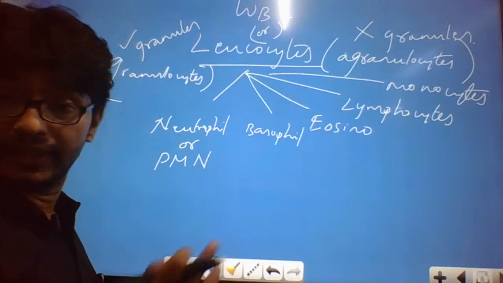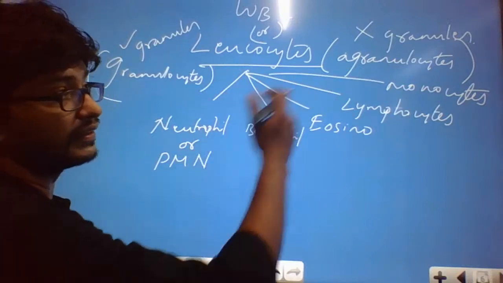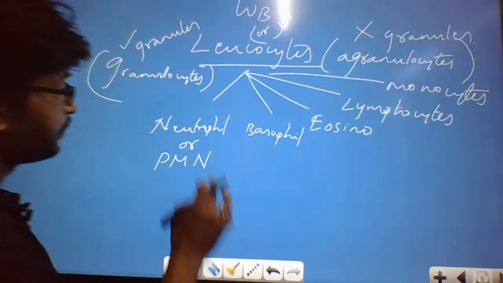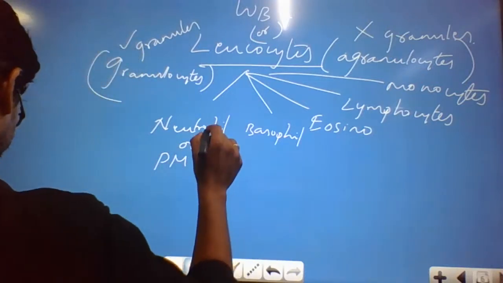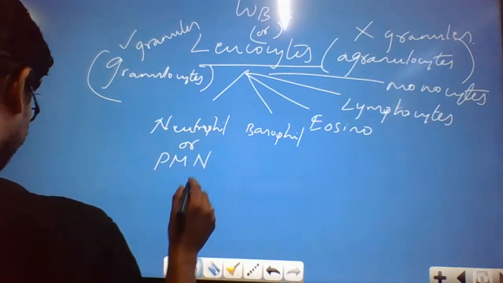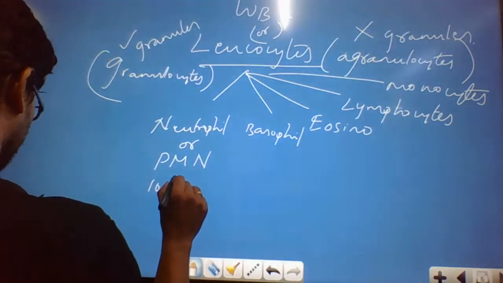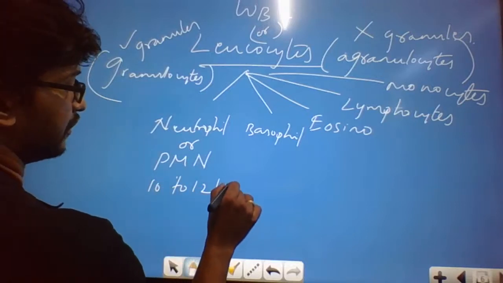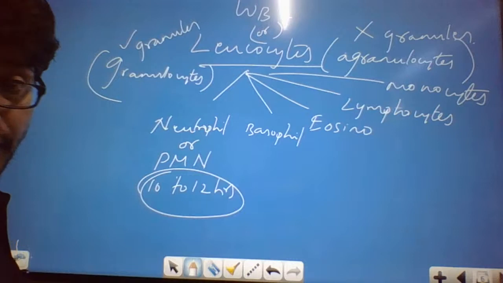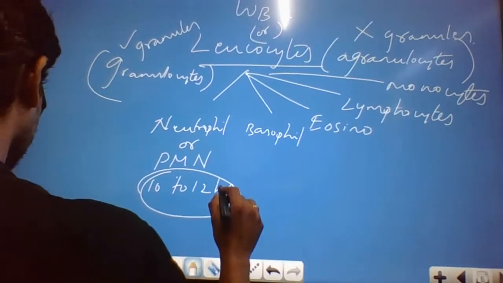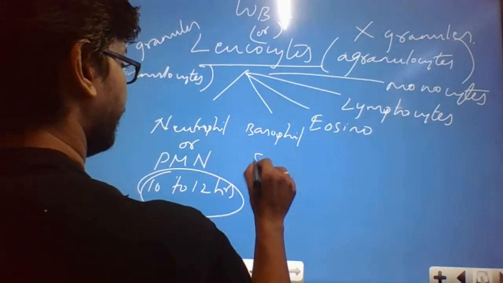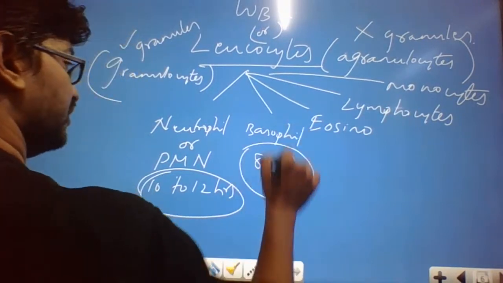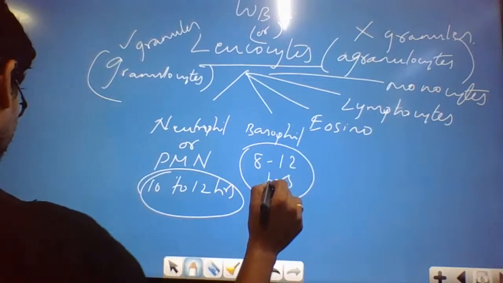Similarly, for leukocytes, for each cell, granulocytes and agranulocytes, each type has its own lifespan. For example, take the neutrophils: the lifespan is only 10 to 12 hours. This is the lifespan of the neutrophil. For example, the basophil has 8 to 12 hours. 8 to 12 hours is the lifespan of the basophil.